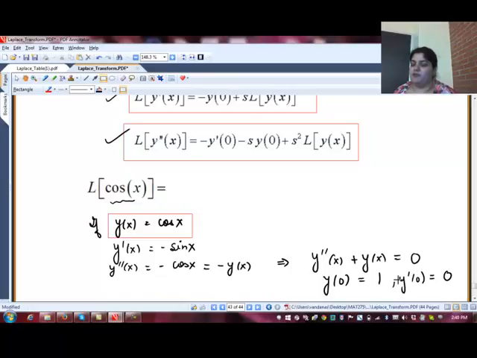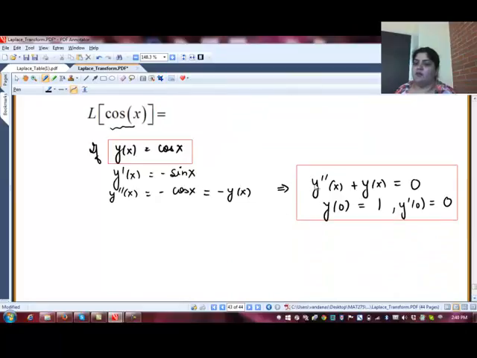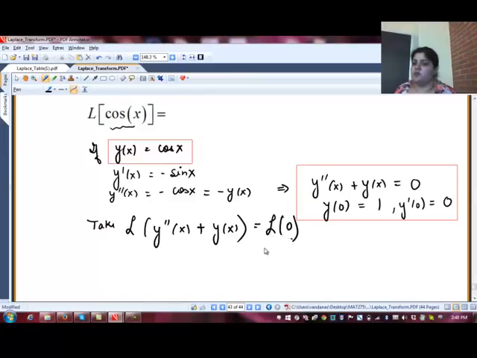Okay, so you have a differential equation and an initial condition. You will take the Laplace transform of both sides. Taking the Laplace transform of both sides, you get the Laplace transform of y double prime x plus y x equals the Laplace transform of the 0 function. What is the Laplace transform of the 0 function?